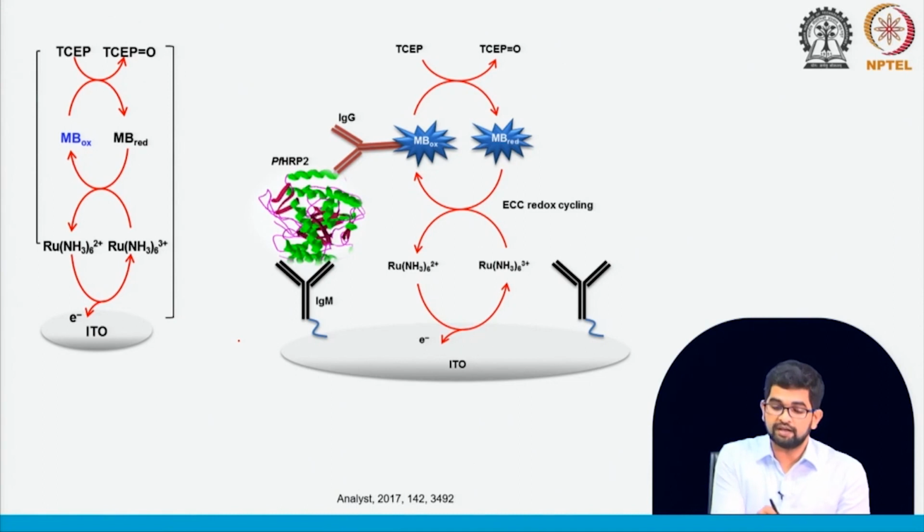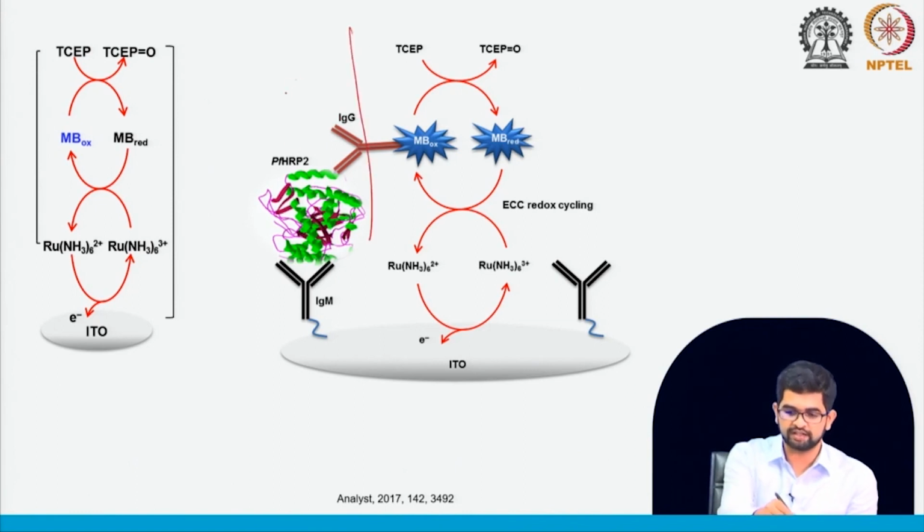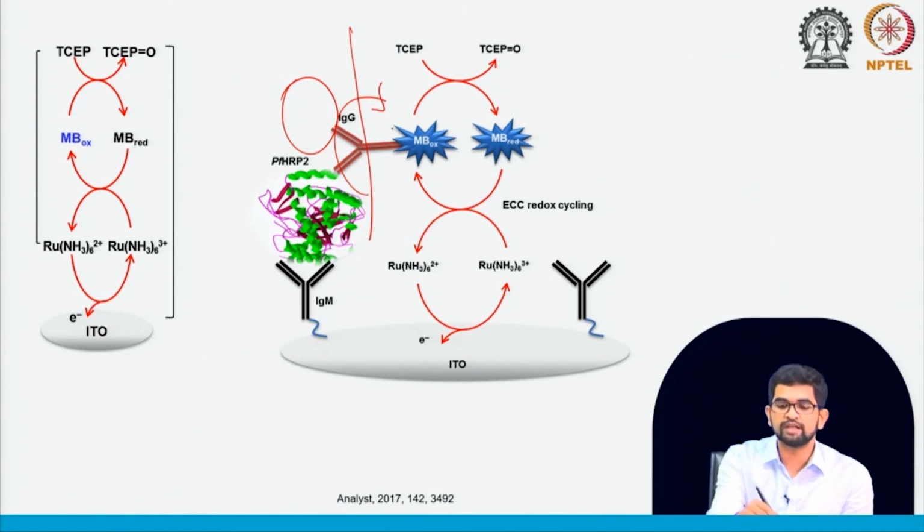In the last class I showed you that ALP was used, or gold nanoparticle was used, and that it was separate. It was reacting with some substrate and forming some active material that participated in the redox cycling.